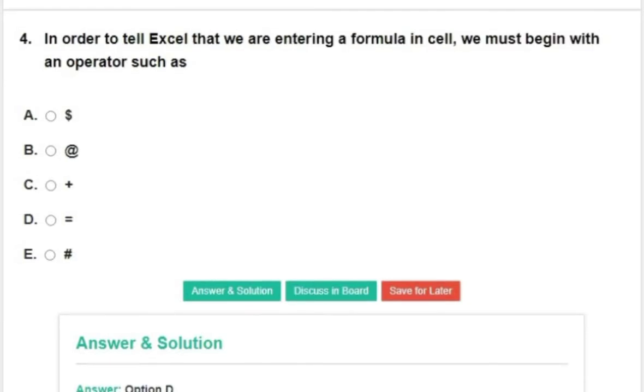In order to tell Excel that we are entering a formula in a cell, we must begin with an operation such as $, +, =, hash. And answer is equal to.